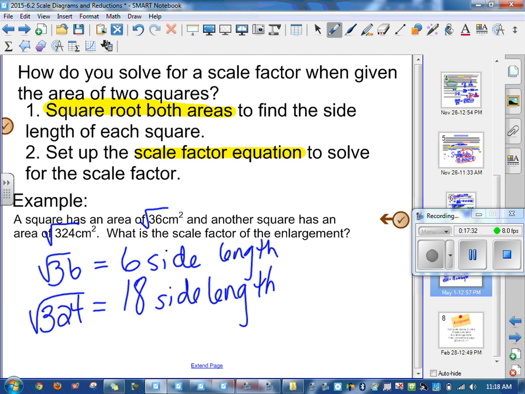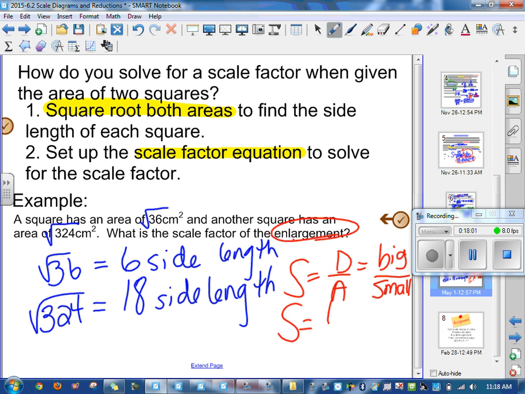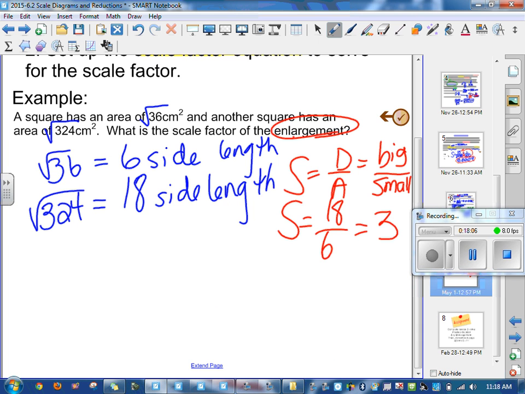Well, if I know it's an enlargement, I need to set up my D over A. It doesn't tell me who D over A is, does it? But if it tells you it's an enlargement, what do you know which number has to go on top? The larger number goes on top. Good. So we've got S equals D over A, which means I'm going to have big over small because it's an enlargement. So I'm going to take 18 over 6, and I'm going to get 3. So that square grew 3 times bigger and became an area of 324.